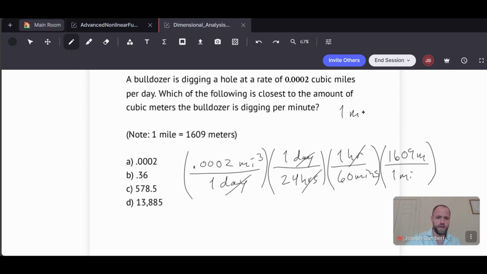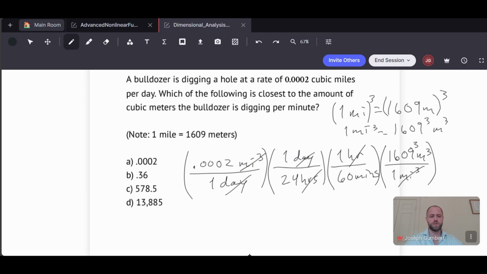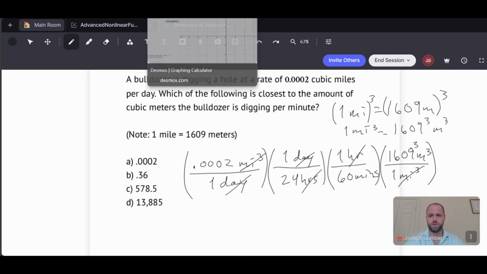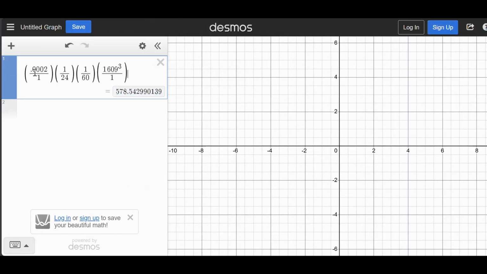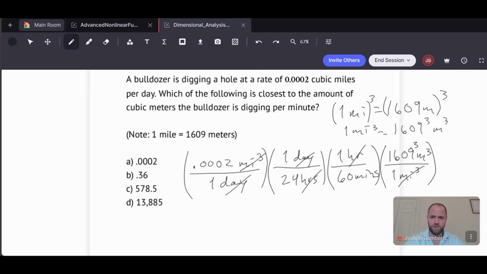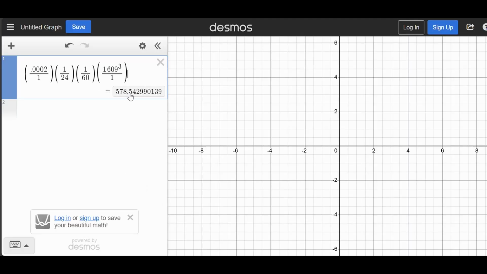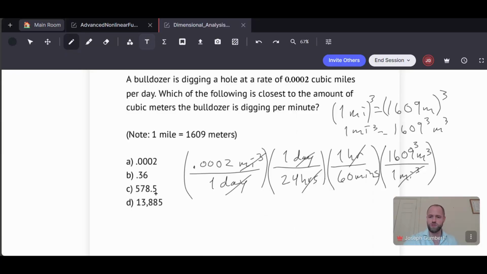So if 1 mile is equal to 1609 meters, then what we need to do is cube both sides. And so we're going to end up with 1 mile cubed is equal to 1609 cubed meters cubed. To fix this last one here, I'm going to put 1609 cubed meters cubed is 1 mile cubed, and now I can cancel out the miles cubed. From here, all we need to do is go to our calculator, Desmos, and input the fractions as we had them here. Once we input the fractions, we get 578.5, and that means that answer choice C is going to be the correct answer.